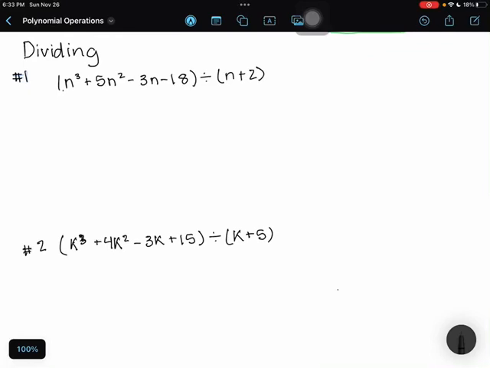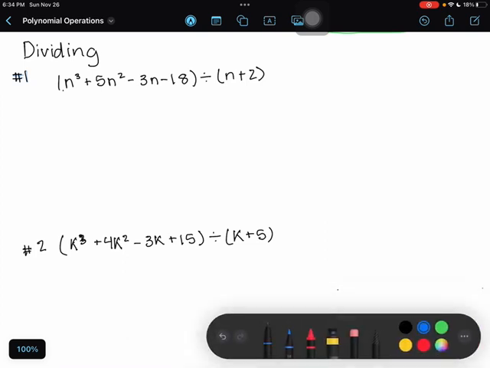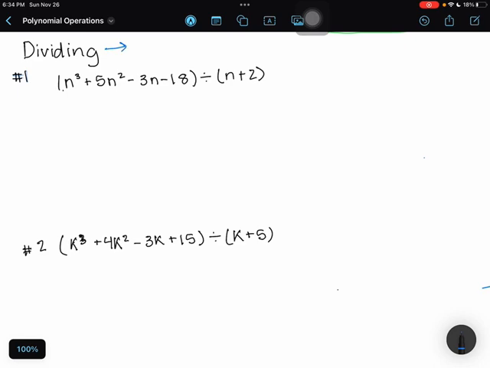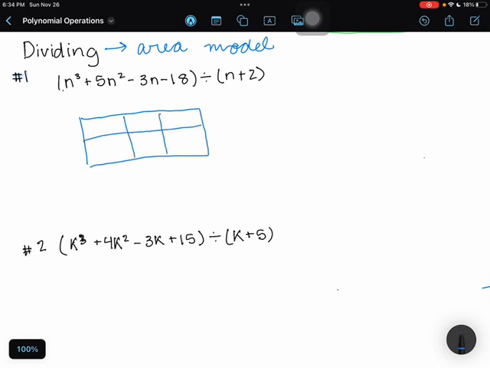Okay, so today we'll be looking at dividing polynomials, and we're going to do this using the area model. If you are curious as to what it's called, there's multiple ways to do this, but we're going to do it using the area model, which is how we've been multiplying a lot of polynomials also. So I'm going to go ahead and set up our box that we're used to using. And the only side of my box that I know at this point is the n plus 2.